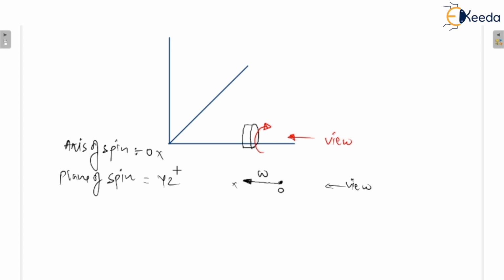I hope you will understand this angular velocity concept. Okay, there is no problem here. This concept will be used in the numerical questions, when we have to find out the directions of rotation of the body, or the aeroplane or the ship. So this is the basic concept. You need to understand how to decide the axis of the spin and the plane of spin. I hope you understand this angular velocity concept.